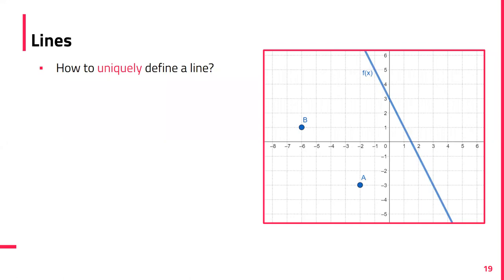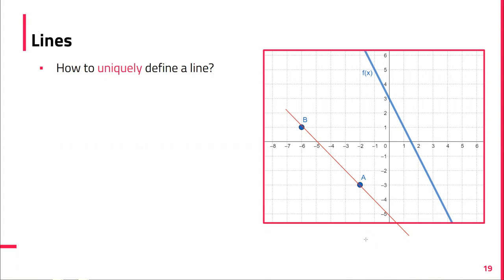Points on the line. Okay, so any 2 points. If I have 2 points, then I can draw a straight line between those 2 points. So if I have point A and B, I could do this, and that's a unique line. There's only one way to draw a straight line between A and B. So if I have 2 points, that is one way to identify a line. There's one other way.